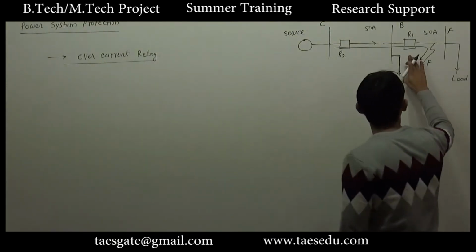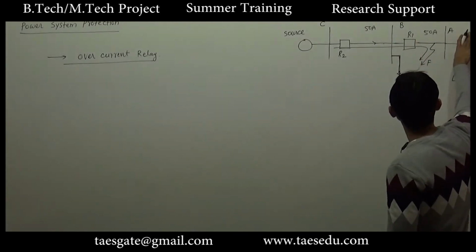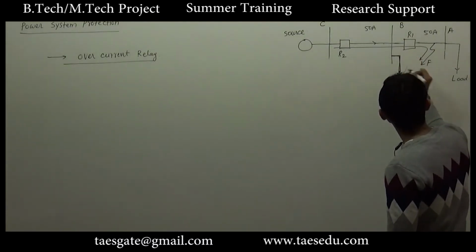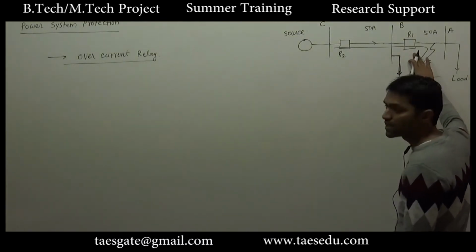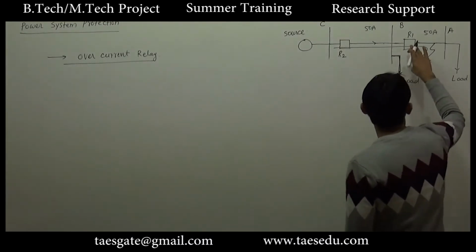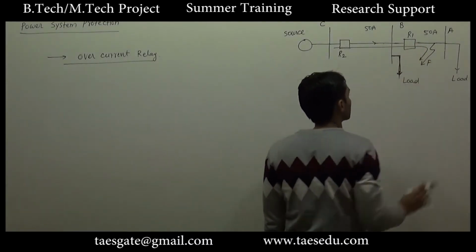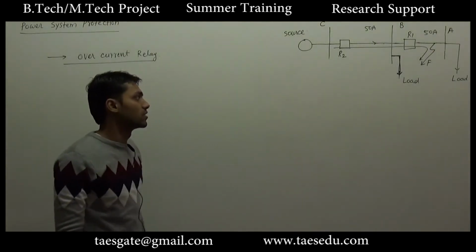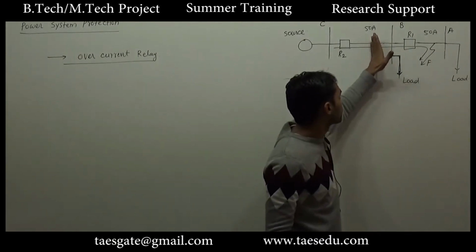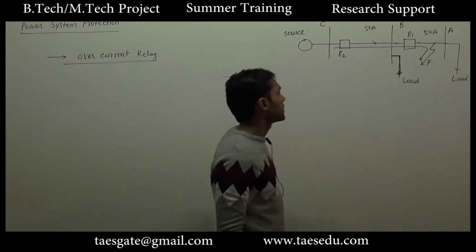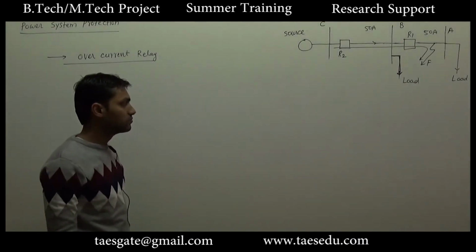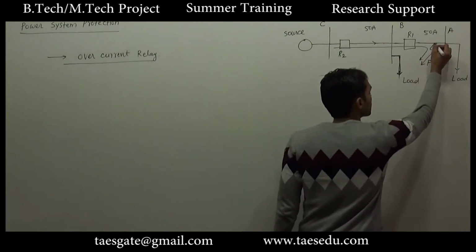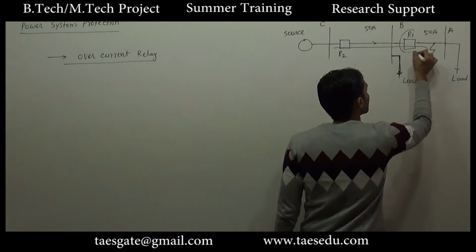If the relay R1 operates, this part of the circuit will be isolated, and this load, the load connected to bus B, will still be getting power supply from the source. So this will be the desirable protection. But if this fails to protect, in that case the relay R2 will be operated, and in that case this whole part will be cut off from the electrical supply. So for this kind of fault, the desirable protection will be provided by relay R1.